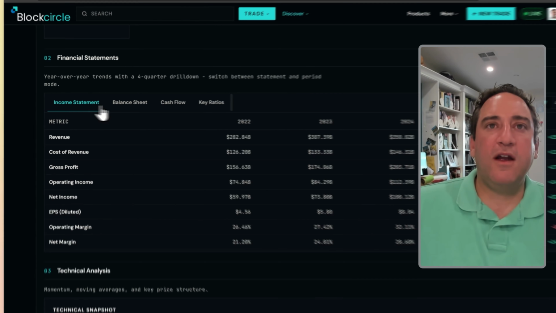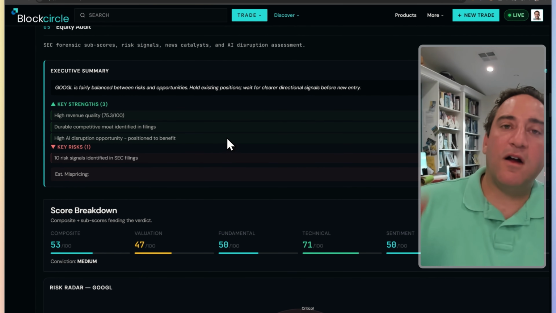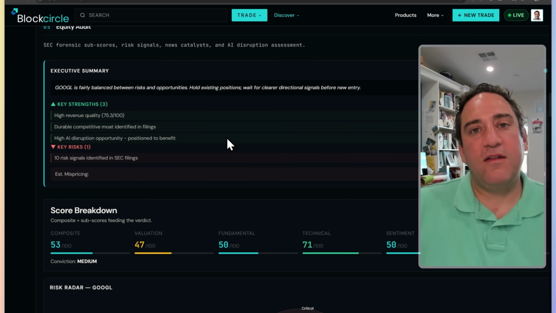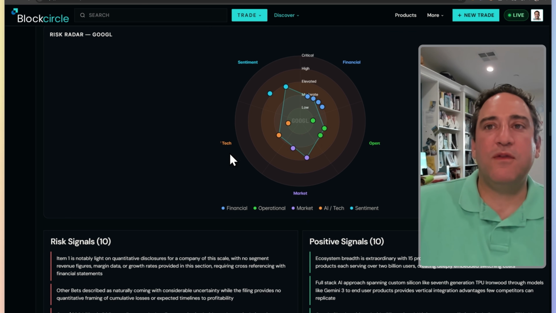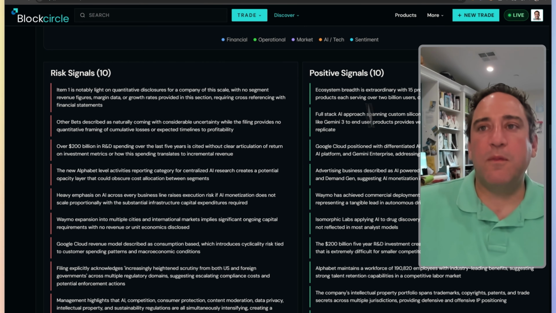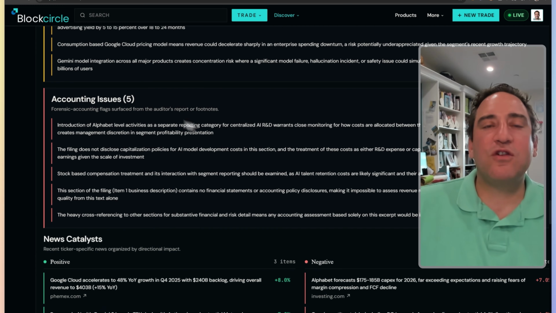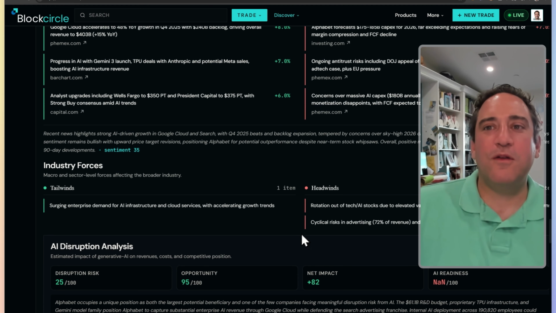And then you can look at their income statement, their balance sheet, their cash flows, but even more importantly, you can do a financial forensic audit to look for any potential concern with the SEC filings. You can also look at the AI disruption impact of this company and whether or not there are any risks with financial, operational, market, and AI and tech controls. So you can look at the risk signals, the positive signals, and the further down you go, you can keep seeing any potential forensic accounting flags. This is a chartered accountant's dream, to be able to see this all in one unified view.